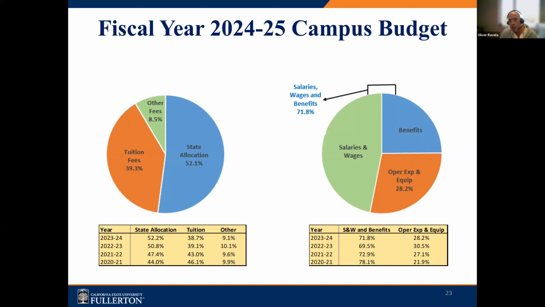On the right side, you'll see the expenditure budget. It should be of no surprise to folks that for the university, the majority of costs are related to personnel, and roughly between 70 and 80% of costs for operating the university are in salaries and related employer-paid benefits. The remaining are OE&E expenses. And the tables below detail the history over the past 4 years of both budget sources and budget uses.